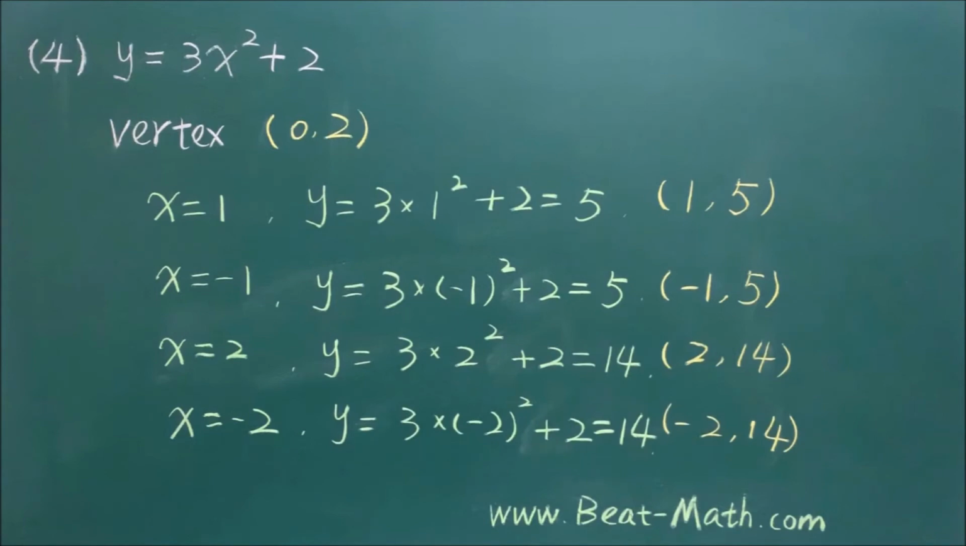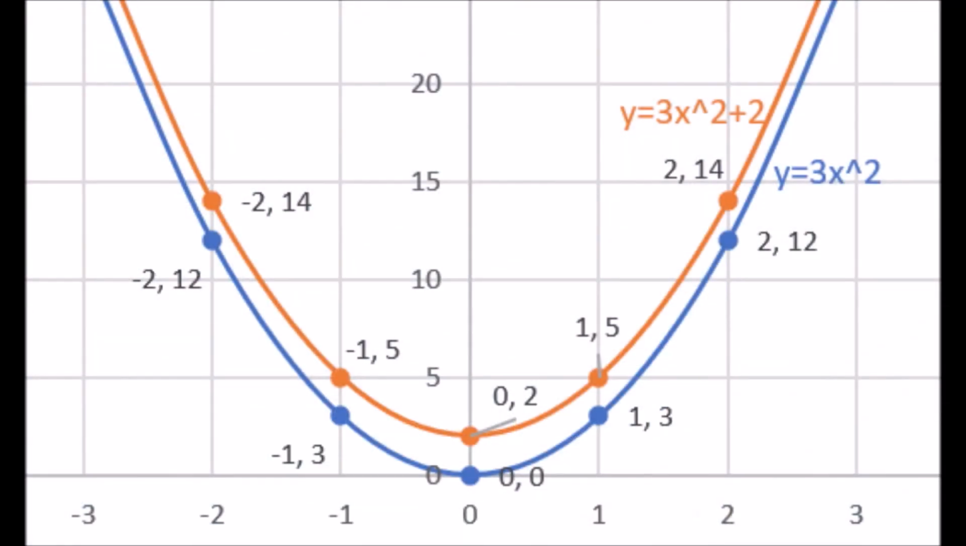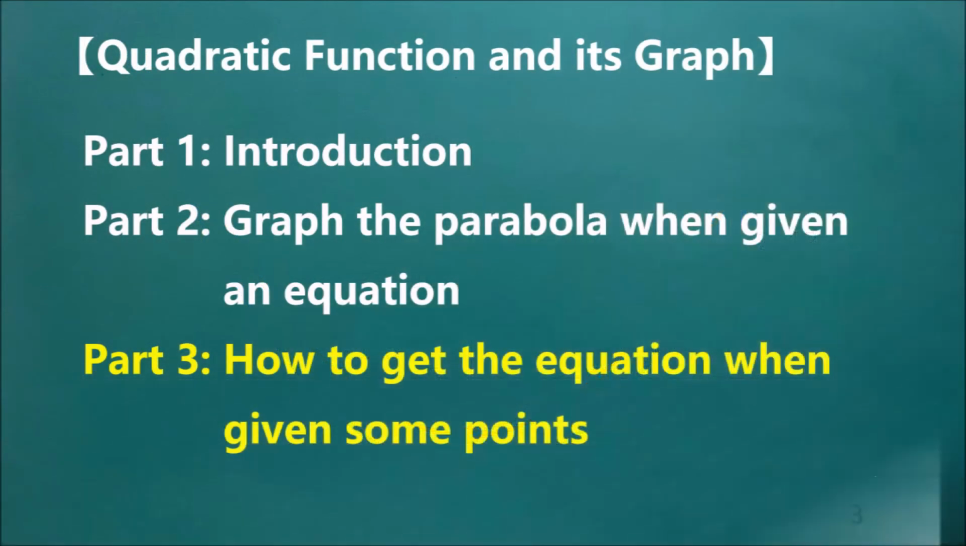When we graph these two functions in the same coordinate system, we may find that they are very similar. The parabola of y equals 3x squared plus 2 is parallel to the parabola of y equals 3x squared. It just moves 2 upward from the position of y equals 3x squared. It's interesting, isn't it?